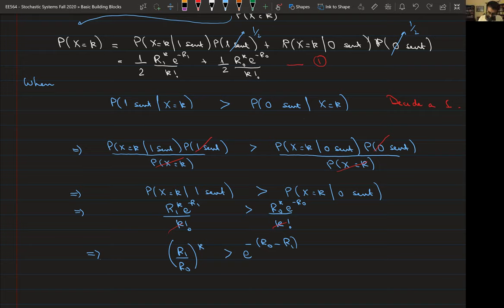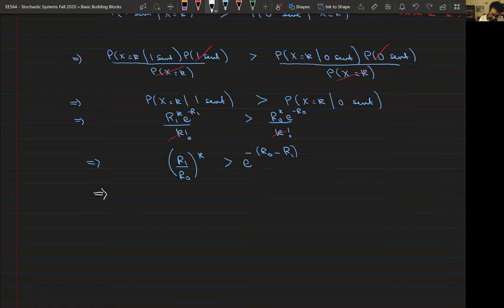All right. So taking the log, this is k log, which is the natural log, of R1 divided by R0, greater than minus R0 minus R1. Right? So this implies that k is greater than, and let me switch over the signs, so it's R1 minus R0 divided by log of R1 over R0.